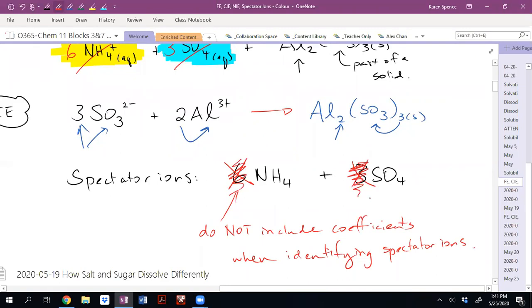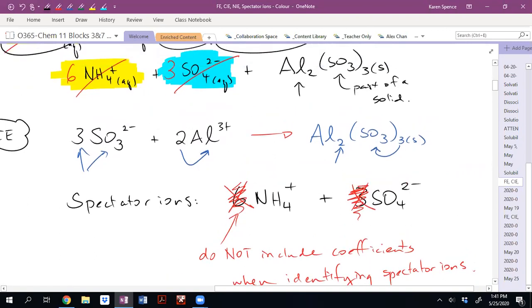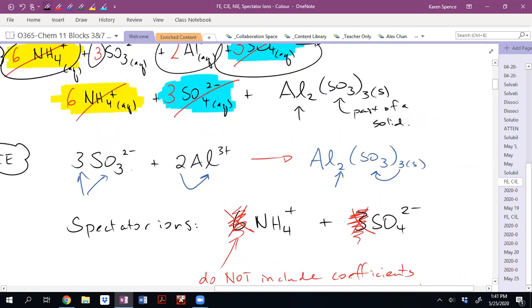Is there anything else wrong with what I've done with those spectators? Charges, please. Yep. Here I would think you kind of have a choice as to whether to put the solid or the aqueous. Oh, by the way, back up in my net ionic equation, I forgot to write the aqueous here. Oopsie. Sorry about that.